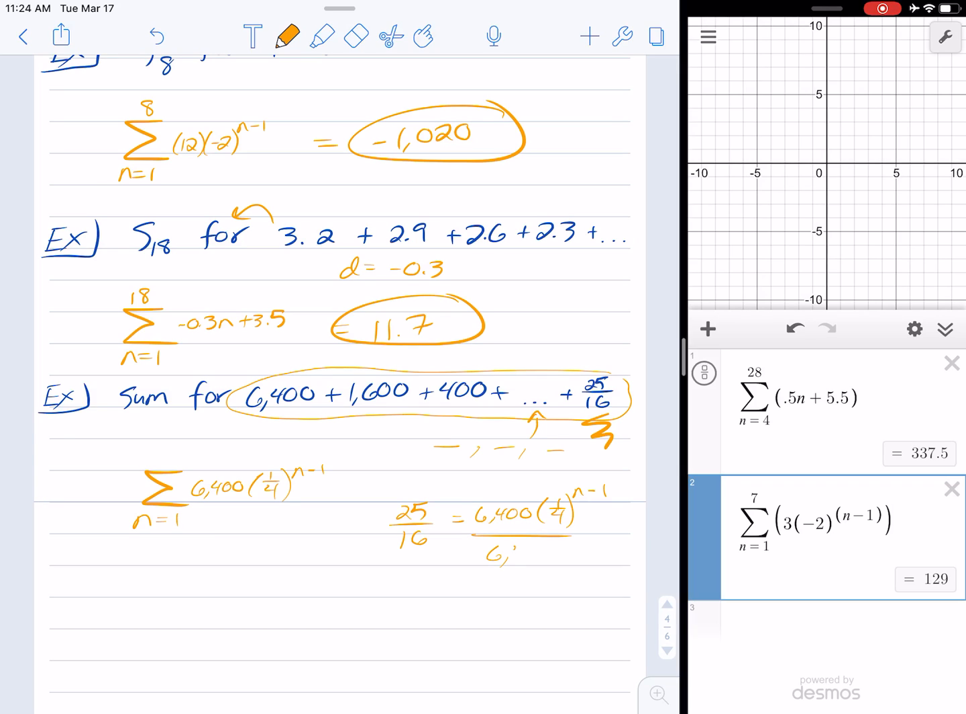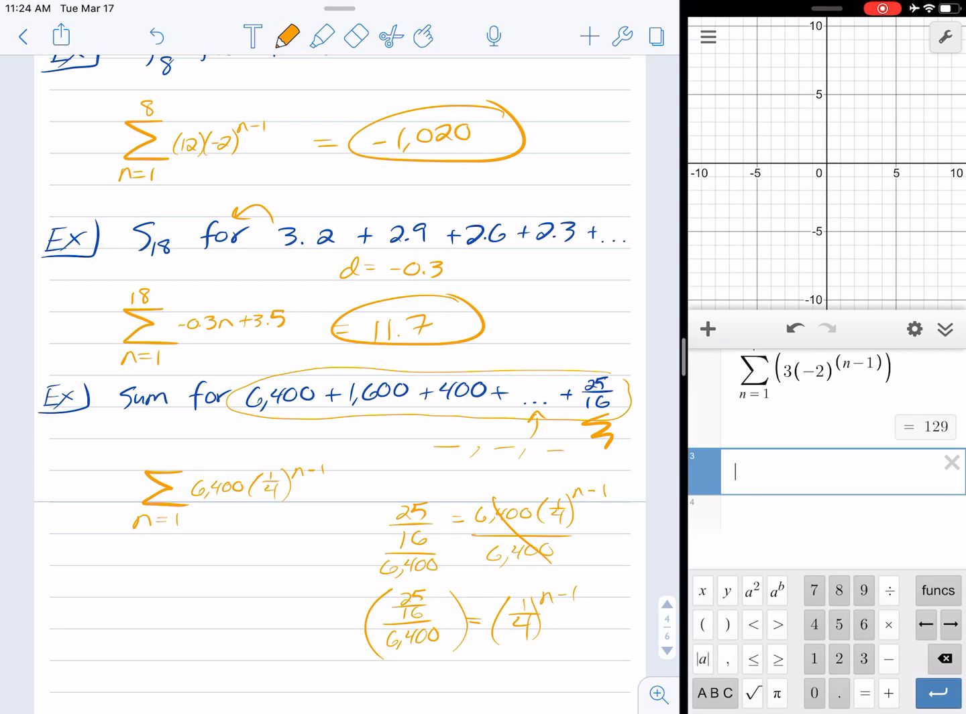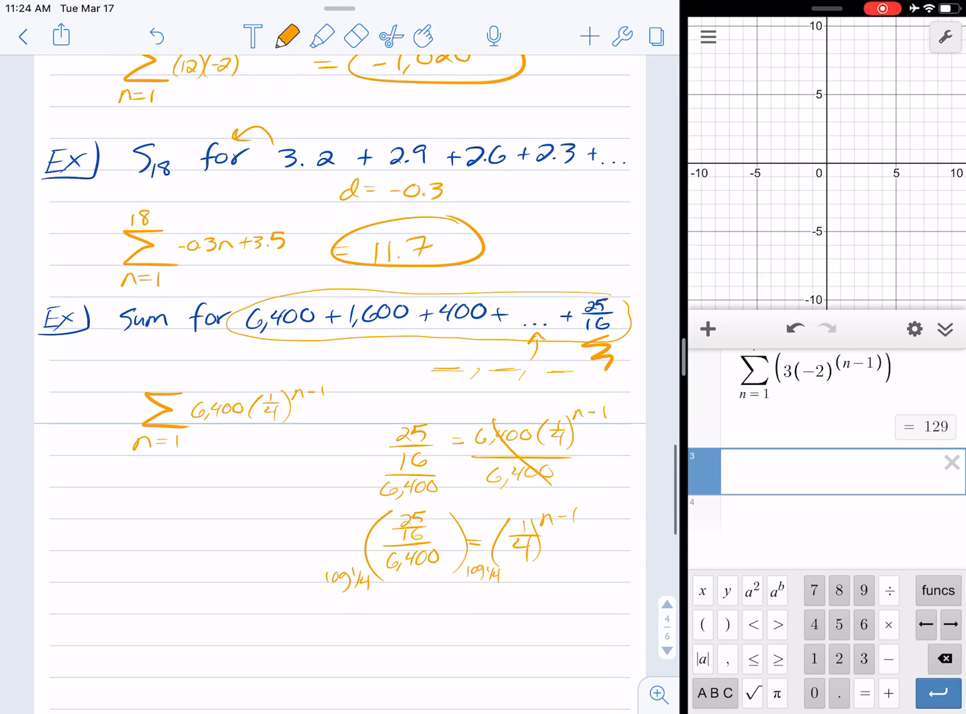And look, this is just an exponential equation which we spent a whole unit on in chapter 4. We get 1/4 to the power of n minus 1 equals, let's not try and multiply this whole thing out, let's leave it as 25 over 16 over 6,400. Okay, it looks messy, but we are going to take the log base 1/4 of both sides. And once again, guys, if you don't want to do this calculation, just find how many terms come in between and you can count. The series won't be such a large series that you couldn't count the number of terms.